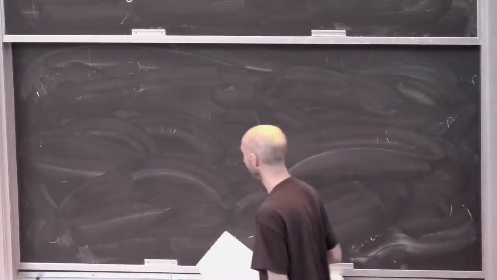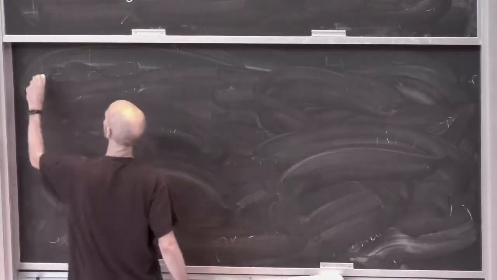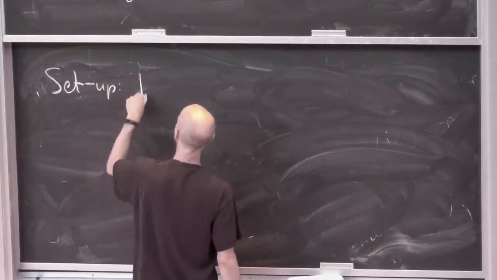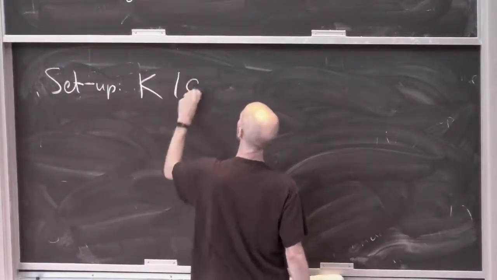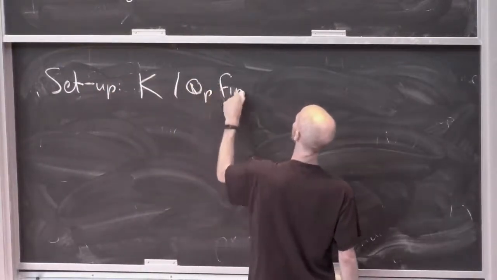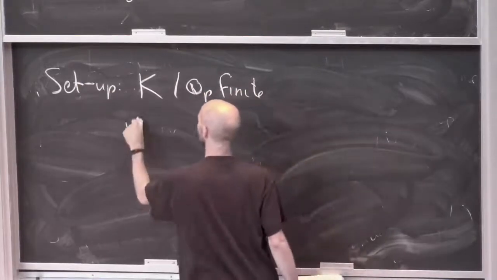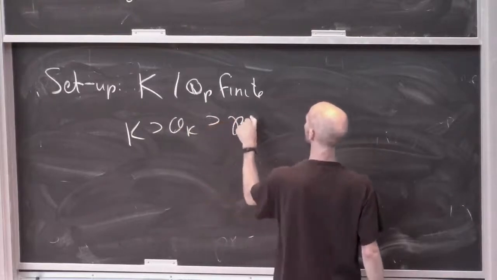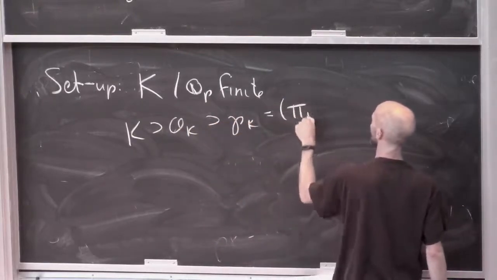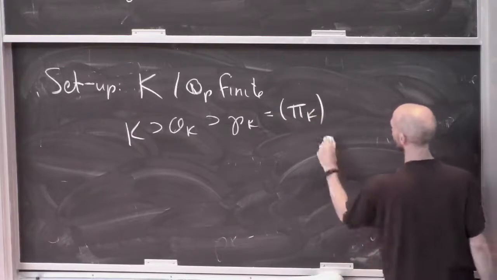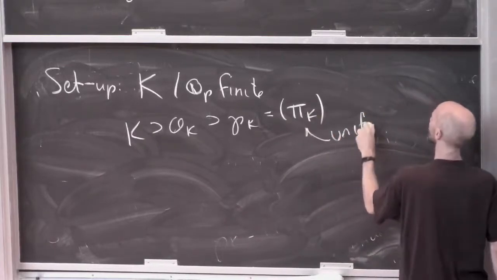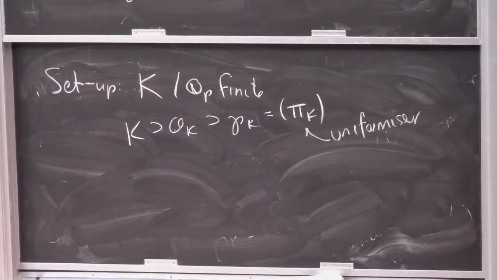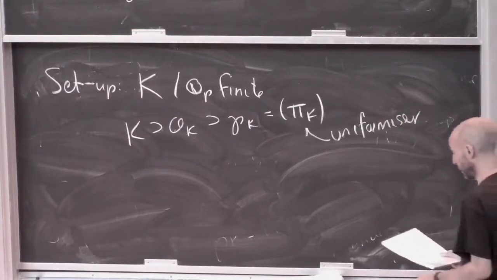So remember, here's the setup. We've got K over Q_p finite, and K contains O_K, contains P_K, which is principal, let's say, generated by pi_K. That's called a uniformizer. So the following are equivalent.